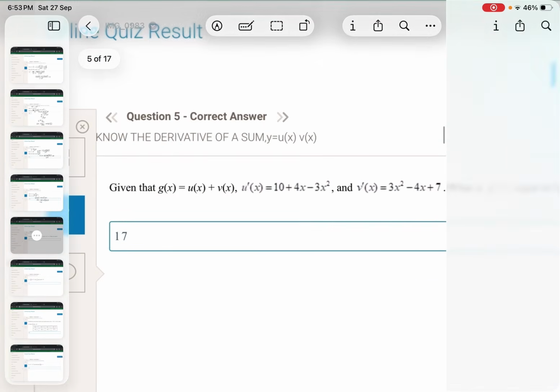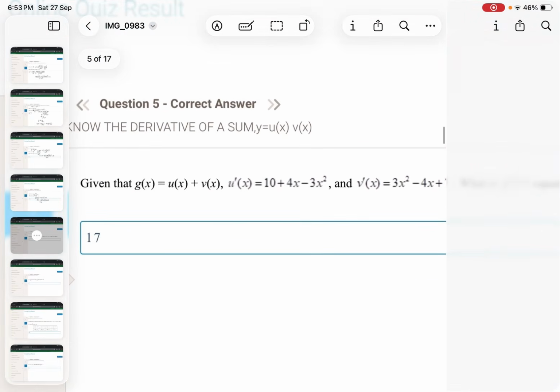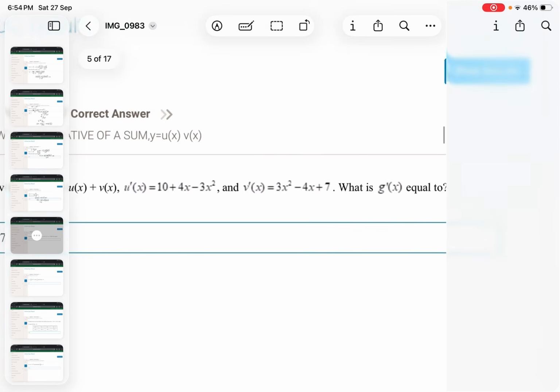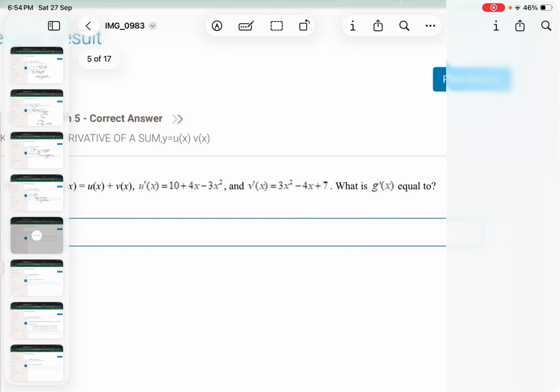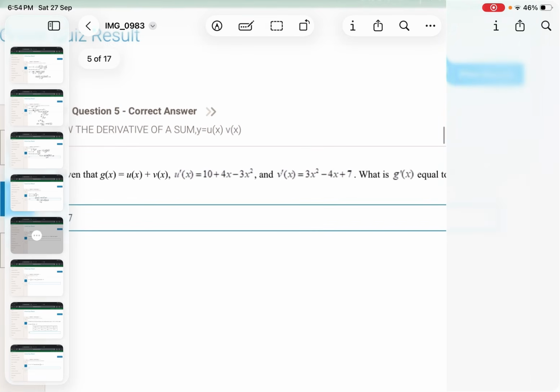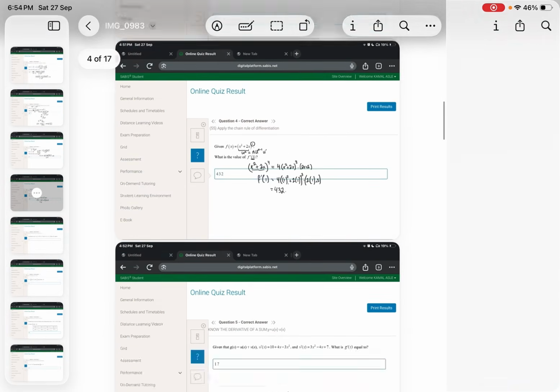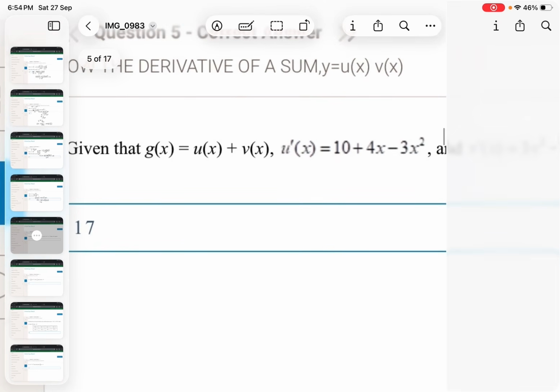Now for question number 5, they gave you g of x is equal to u of x plus v of x, and u prime of x is 10 plus 4x minus 3x squared, and v prime of x is equal to 3x squared minus 4x plus 7. What is g prime of x equal to? So they said that g is equal to u plus v, okay? And they want g prime.